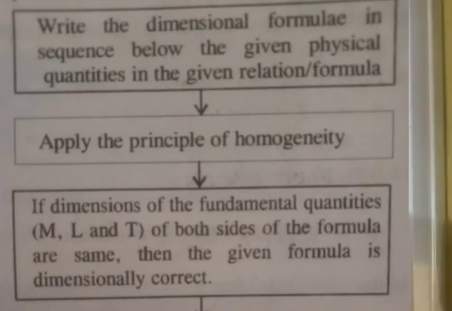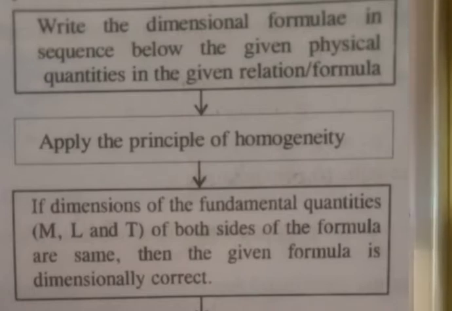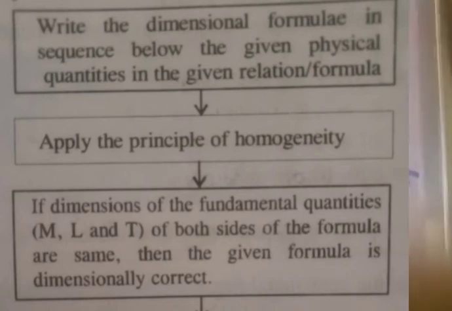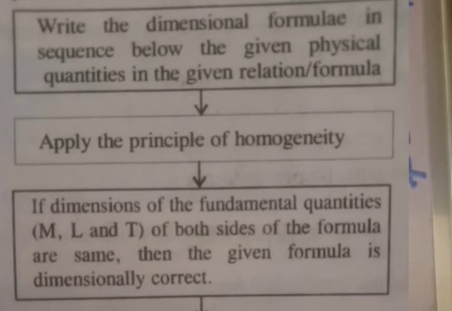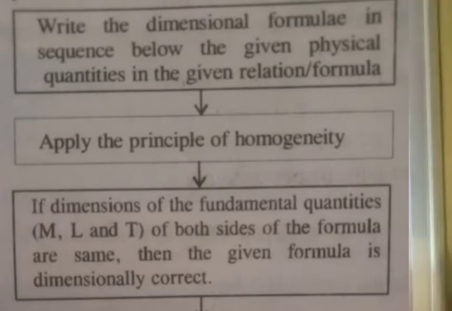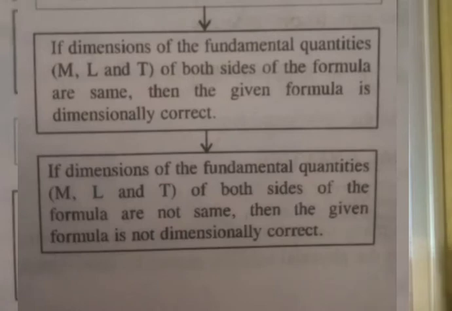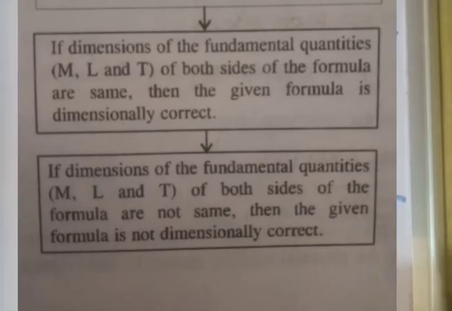If the dimensions of the fundamental units of the RHS are equal to the dimensions of the LHS of the equation, then the given physical relation is dimensionally correct. That means if the dimensions of the RHS are equal to the dimensions of the LHS, then the given formula is dimensionally correct. Understood? But if both sides of the formula are not the same, that is, the RHS dimensions and LHS dimensions are not the same, then the given formula is not dimensionally correct.